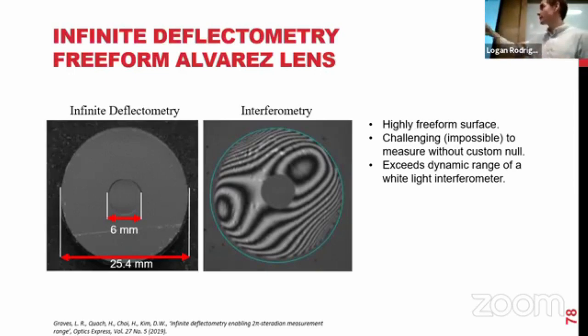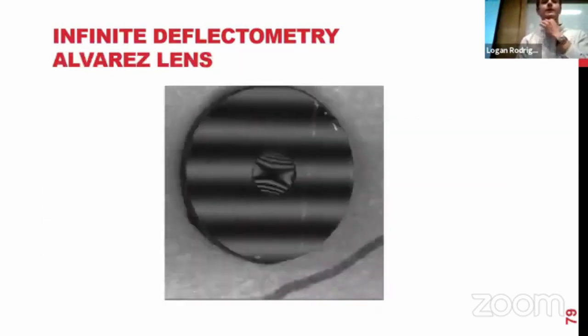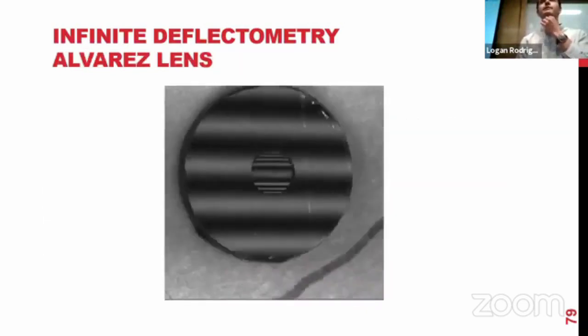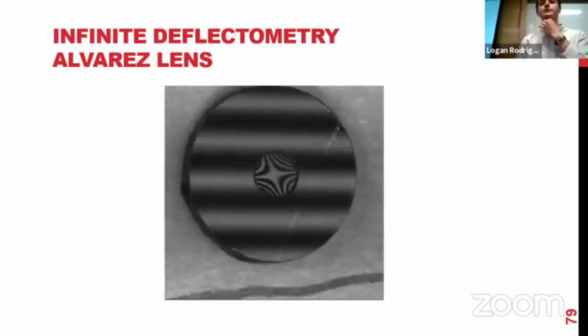So we measured it with the infinite deflectometry and with the interferometer. We don't have a custom null for the interferometer. So this creates an issue because the fringe density is high. So what do I mean when I said it looks funny? Well, when we measure it with the infinite deflectometry system, we see a very odd reflected fringe pattern from our sinusoidal fringe that we show on the screen.